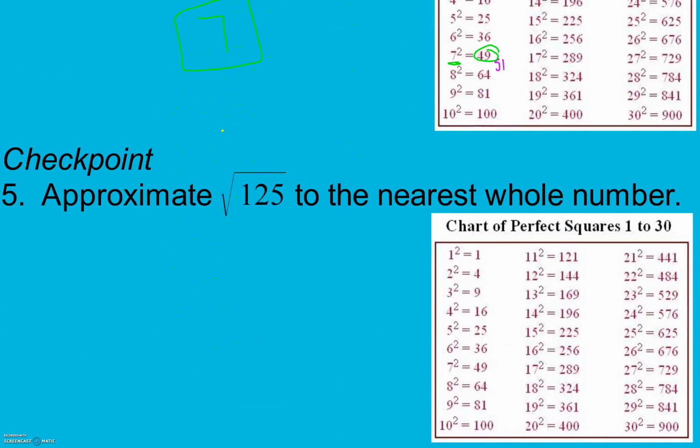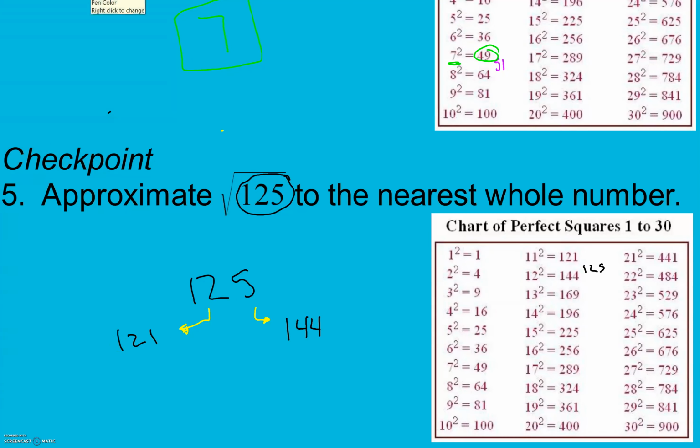Now, feel free to pause here and give this a try if you'd like. We are going to approximate the square root of 125 to the nearest whole number. So 125 is in between 121 and 144. Now, we have to check and see which number it is closer to. Here I'm 4 away, here 19 away. So I'm closer to 121.